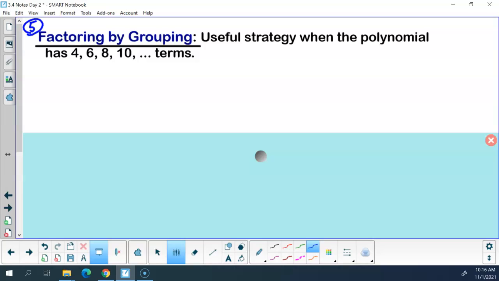The first thing that you have to do when you're factoring by grouping is make sure that your polynomial is in standard form. Now, I know I'm asking you to remember back a week and a half ago. I know, long time.